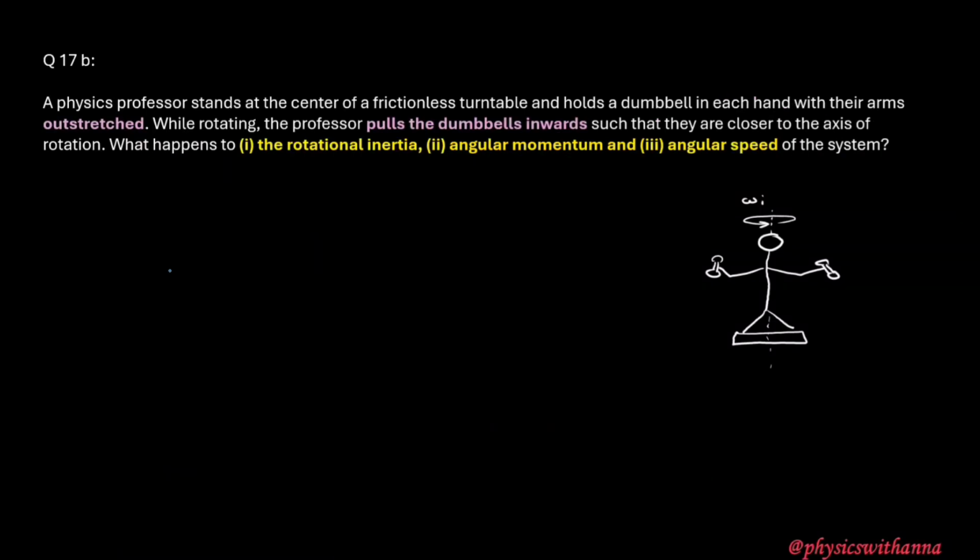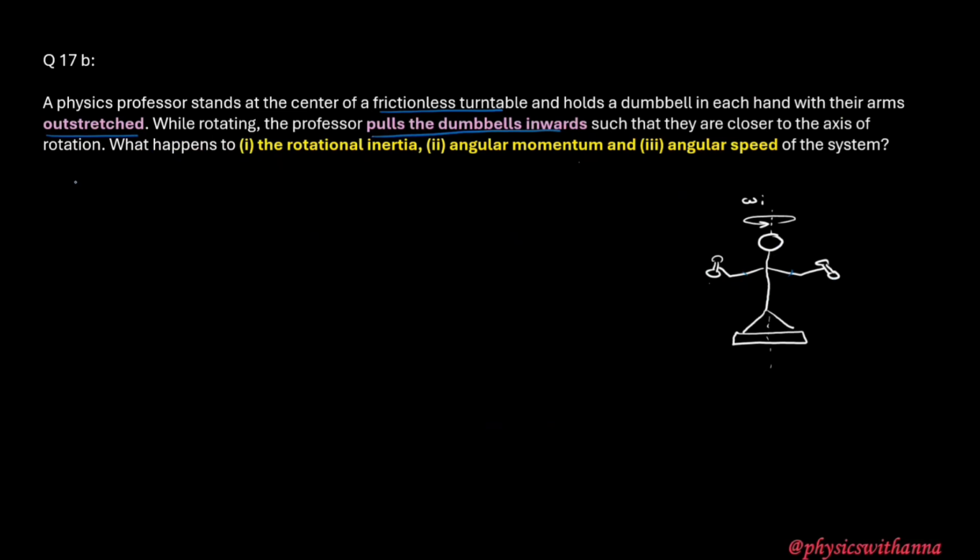Now let's discuss part B of the question. In part B, a physics professor stands at the center of a frictionless turntable and holds a dumbbell in each hand with their arms outstretched. While rotating, the professor pulls the dumbbells inward such that they are closer to the axis of rotation. What happens to the rotational inertia, angular momentum, and angular speed of the system?